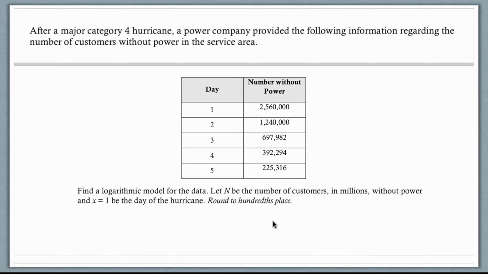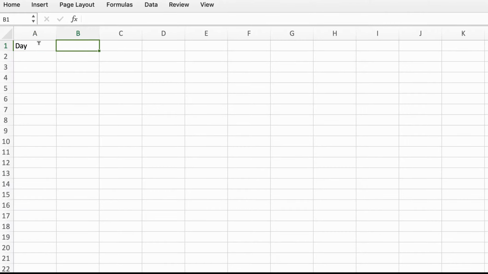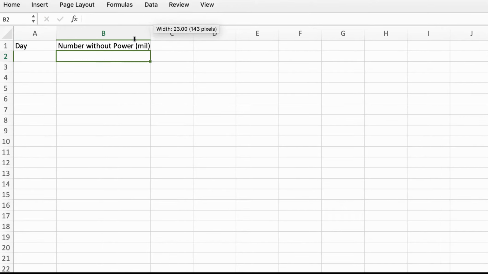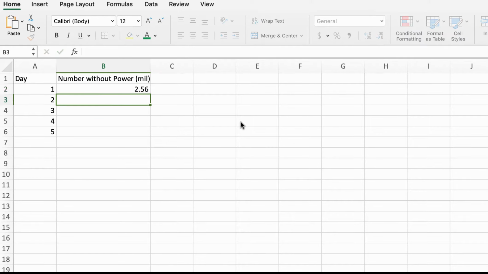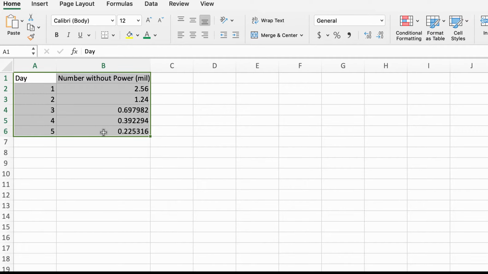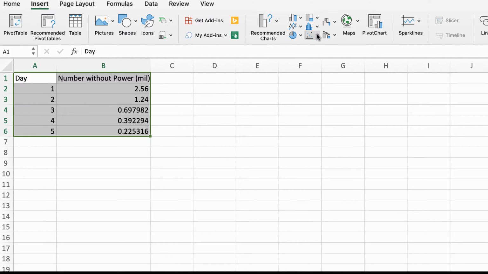So I'm going to open up Excel. Input value is day, output value is number without power, and that's in millions. I'm going to enter in the information that I have on that table. Now remember, because this number is in millions, I need to rewrite what is given in my chart. Now I'm going to select all this information, go to Insert. We want to insert a scatter plot.